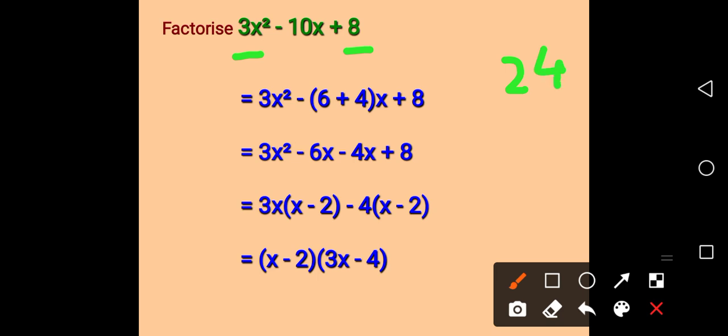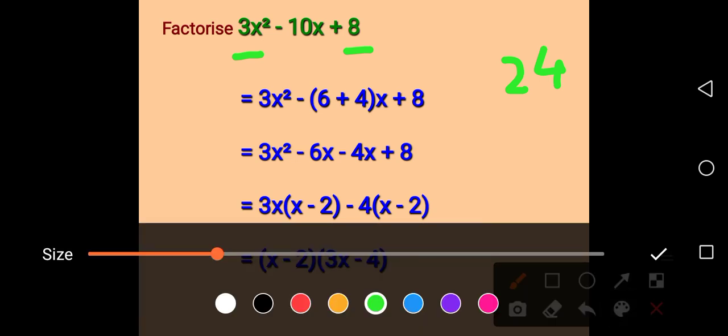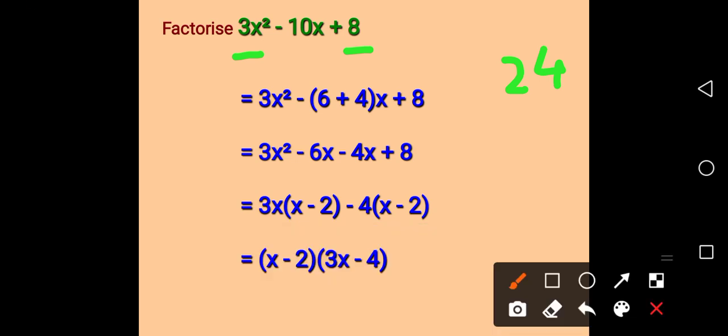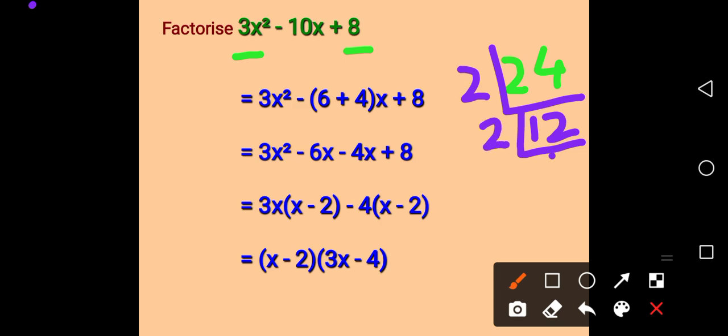The very next step is to find the factors of this 24. So who can divide? 2 can divide. 2 12s are 24. Again 2 can divide, 2 6s are 12. Again 2 can divide, 2 3s are 6.